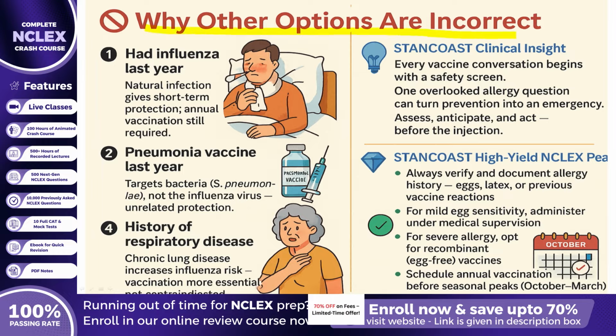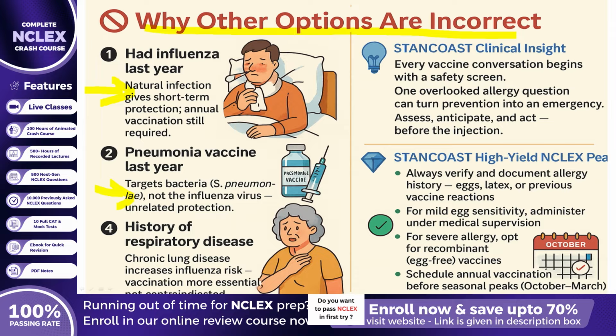Option 1, have you had influenza in the last year, is incorrect because previous influenza infection does not confer long-term protection against evolving viral strains. Immunity from natural infection diminishes over time, and influenza viruses mutate frequently. Therefore, annual vaccination remains necessary. Option 2, did you receive the pneumonia vaccine last year, is also incorrect. While both pneumococcal and influenza vaccines are recommended for older adults, they target different pathogens. The pneumococcal vaccine protects against Streptococcus pneumoniae, a bacterium, while the influenza vaccine targets a virus. Receiving one does not affect the indication or timing of the other.